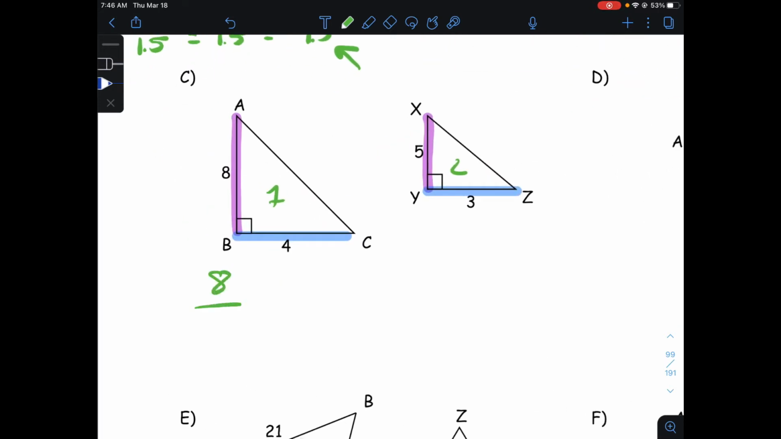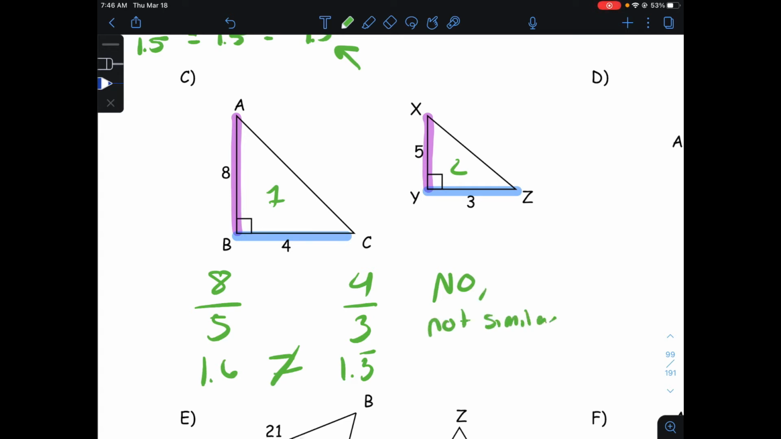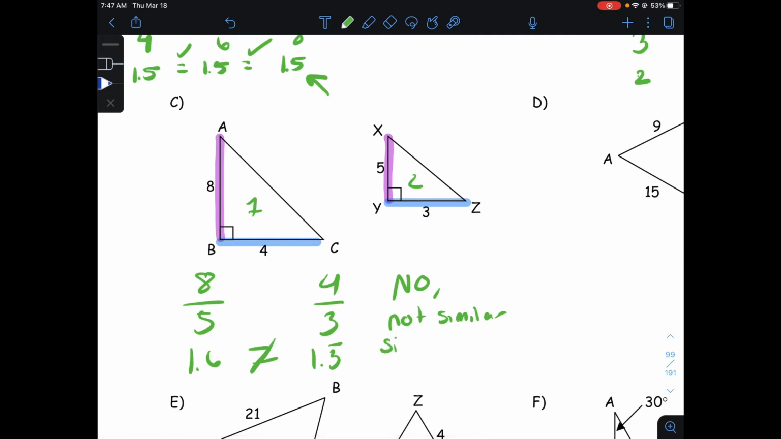We've got 8/5, and we've got 4/3. And looking at this, I am going to attempt to use side, angle, side reasoning for this. So we've got obviously that these angles are congruent, so now we need to show that these sides are proportional. Now when I go on my calculator and I do 8 divided by 5, I get 1.6. And when I do 4 divided by 3, I get 1.3 repeating. This does not equal that. All right, so this would be no, not similar. And the reason for that is the sides are not proportional.